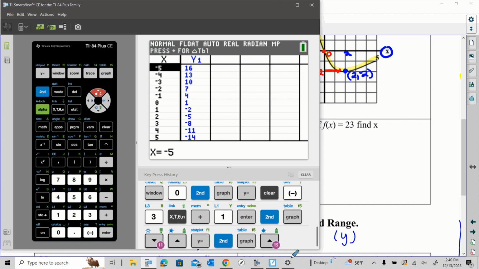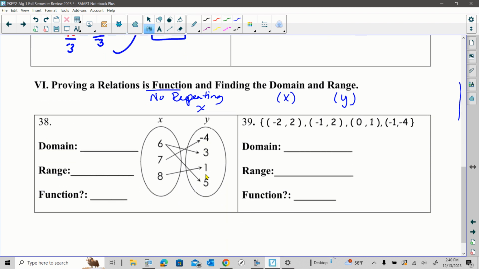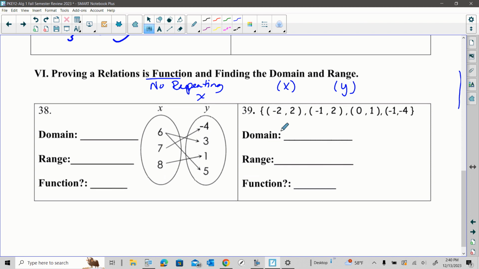All right, so now we're going to determine if our relation is a function. That means no repeating x's, and then find the domain and range. Remember, our domain is x, our range is y. We did that on the graphs. Now we're going to do this from set notation and from mapping. So if it's 2 circles here, the mapping, we're just listing the domain. So that's just this first set here, and this would be 6, 7, and 8. The range is the y circle here, and that would be negative 4, 3, 1, 5. And usually we use a bracket set notation like that.